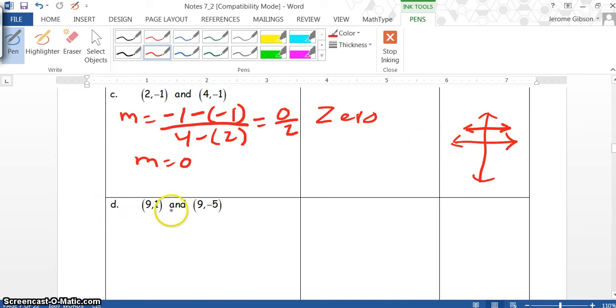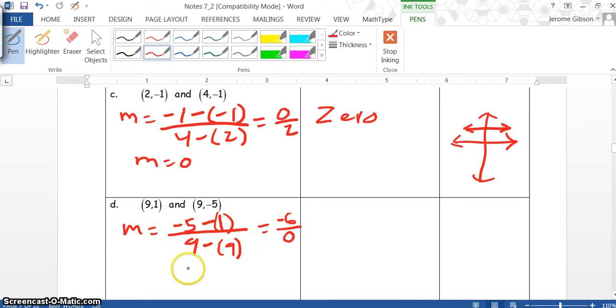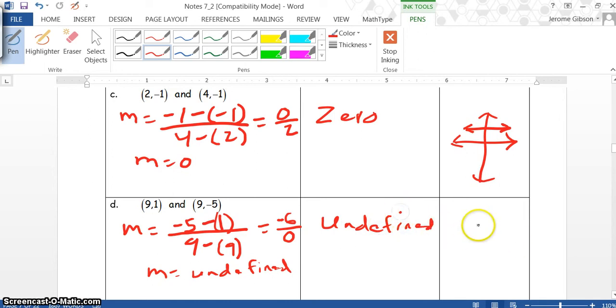Now, we come here. We will have the slope is equal to y sub 2, which is negative 5, minus y sub 1, which is 1, over x sub 2, which is 9, minus x sub 1, which is 9. Negative 5 minus 1 is negative 6, and 9 minus 9 is 0. So we know this slope is undefined. And an undefined slope has a vertical line.